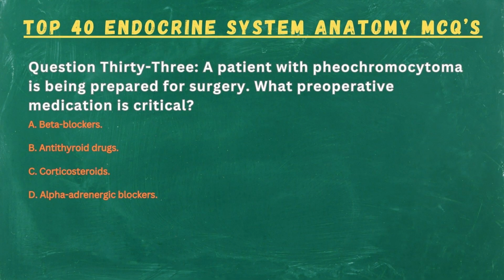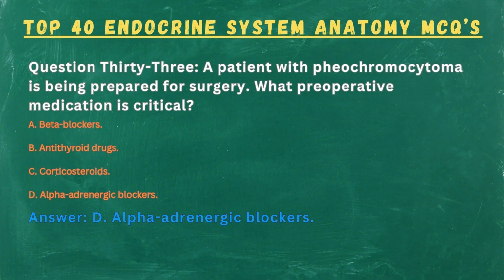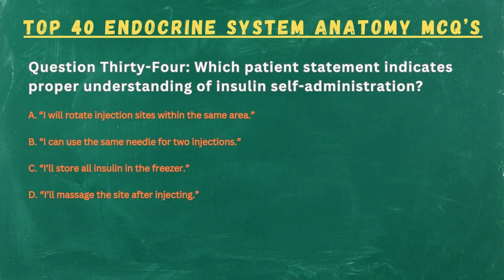Question 33. A patient with pheochromocytoma is being prepared for surgery. What preoperative medication is critical? A. Beta blockers. B. Antithyroid drugs. C. Corticosteroids. D. Alpha-adrenergic blockers. Answer: D. Alpha-adrenergic blockers.